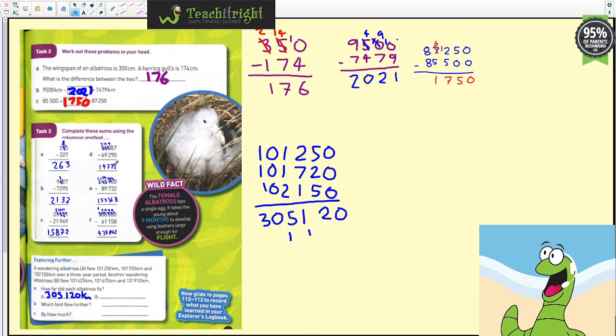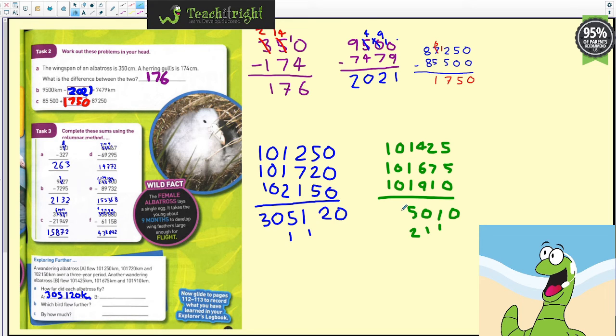Okay. Then albatross B, same thing. We're going to add all the values. So 100,001,425 plus 101,675 plus 101,910 kilometers. Add all of these up. We're going to have the following answer. So 2 plus 7, 9, 10, 11. So 9 plus 1 is 10, plus 16, so 20, plus 1 plus 1 plus 2, so it's 5, 0, and 1. So these are our two values.